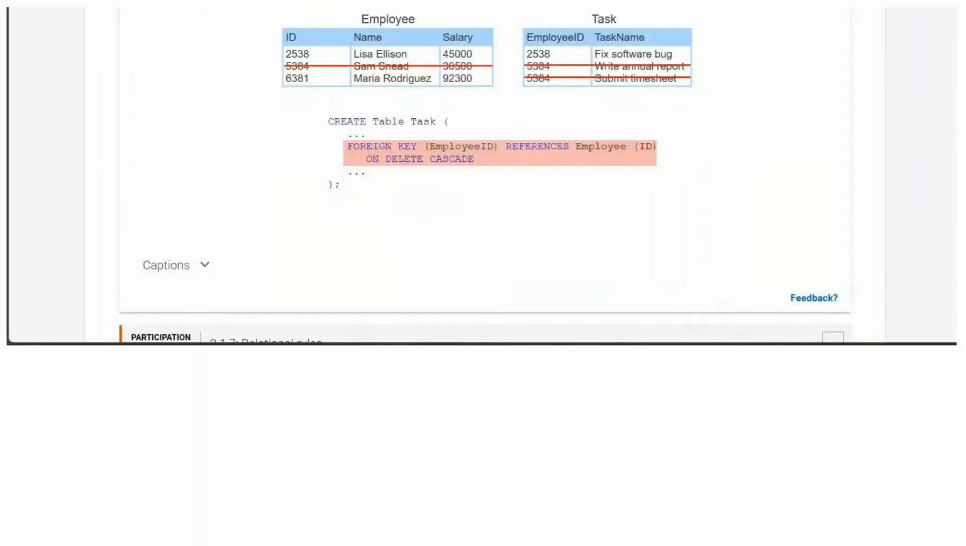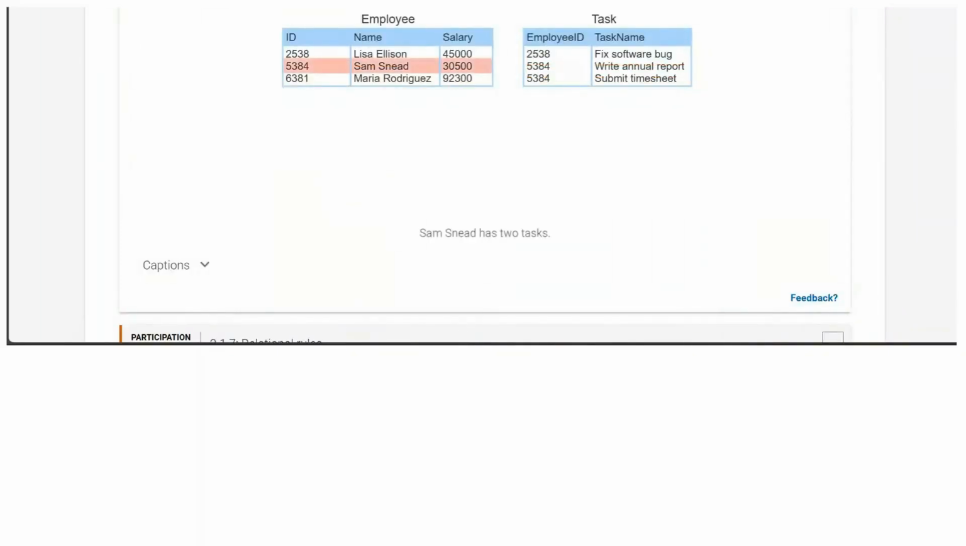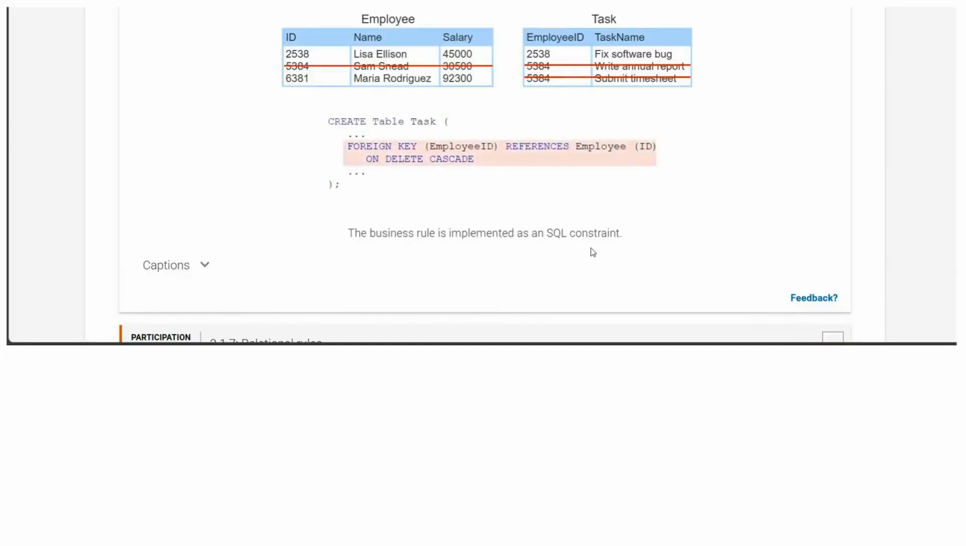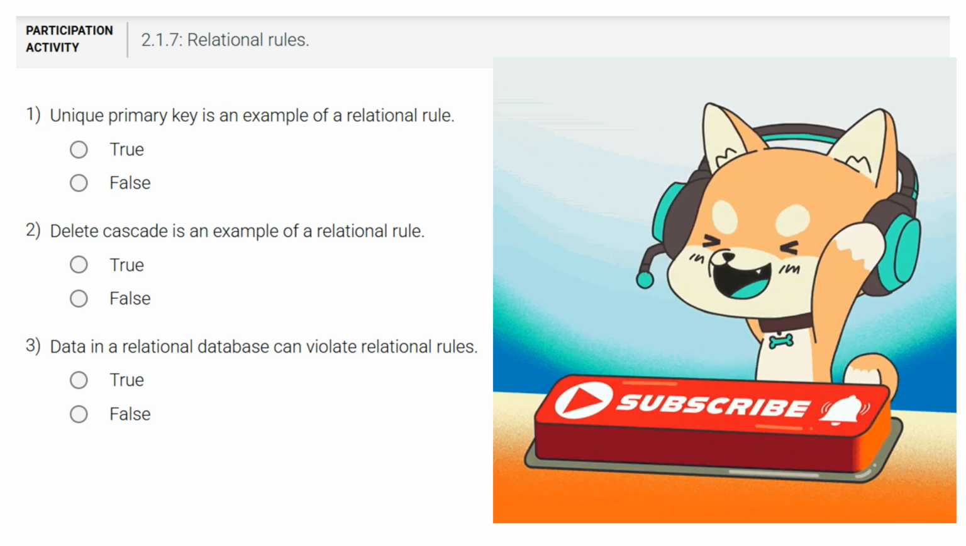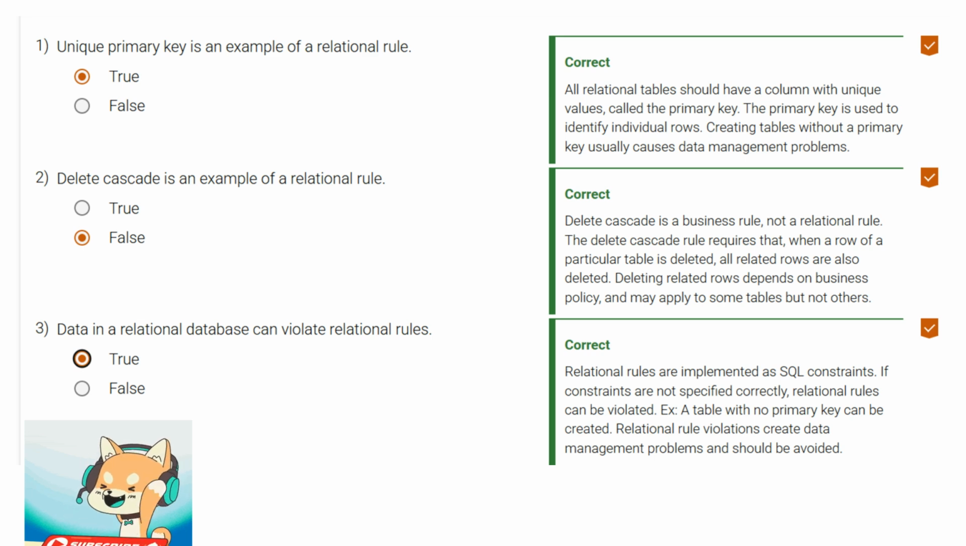Let's look at this participation activity to help us understand relational rules. Now test your relational rule knowledge through this exercise. How did you fare? Now this is how you build your database system management knowledge.